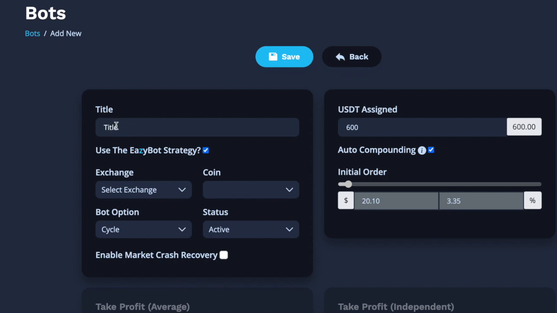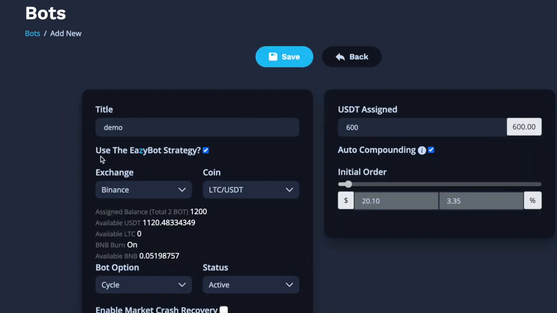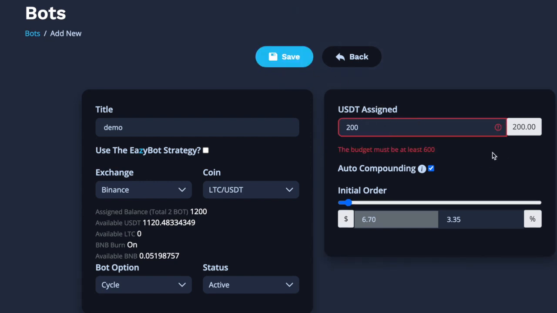I'm just going to give this a demo title, and I'm going to choose the exchange Binance, and I'm going to just choose a coin. It doesn't matter what the coin is. So now that you've got that set up, if you untick this box here that says, use the EazyBot strategy, you used to be able to change this down to a figure lower than 600. But if you do that now, what you get is this red box here that says you can't.